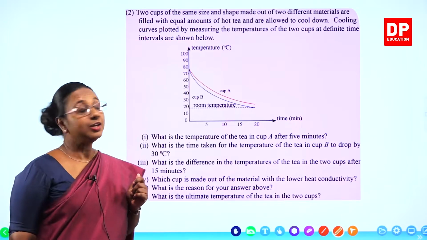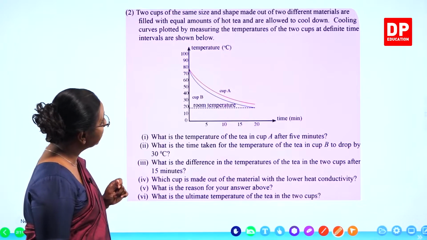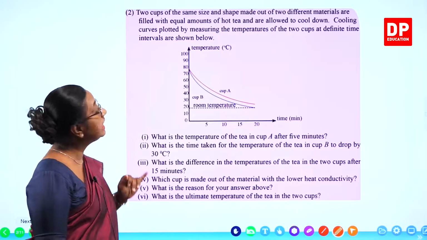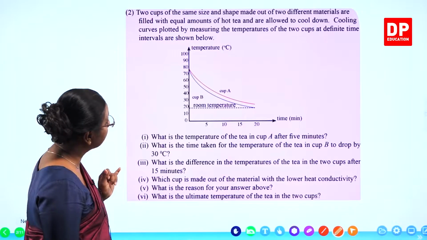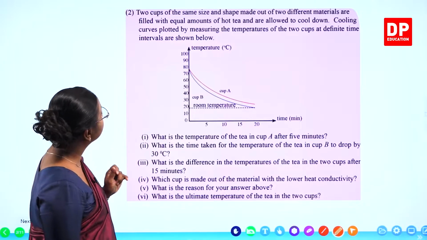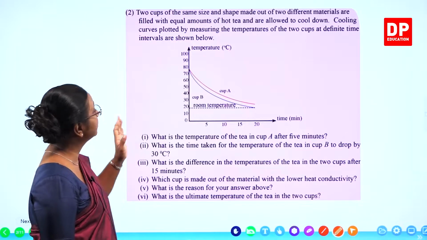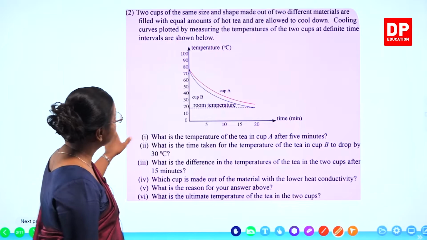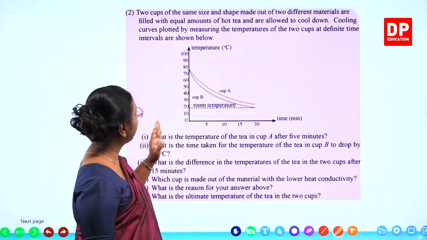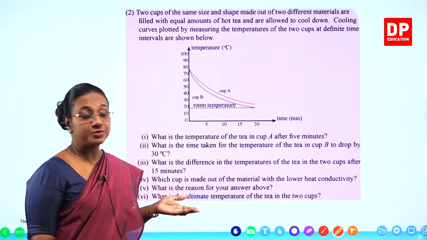So, the second question. Two cups of the same size and shape made out of two different materials are filled with equal amounts of hot tea and are allowed to cool down. Cooling curves plotted by measuring the temperatures of the two cups at definite time intervals are shown below. So, this is a cooling curve, students. When we say cooling curve, you can see that there is a decrease in temperature with time. So, that is the process of cooling.